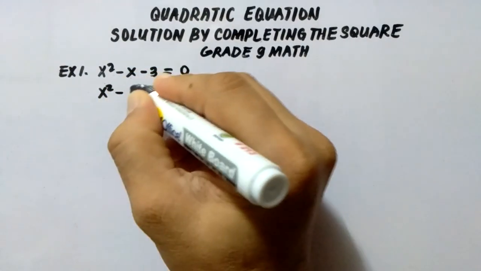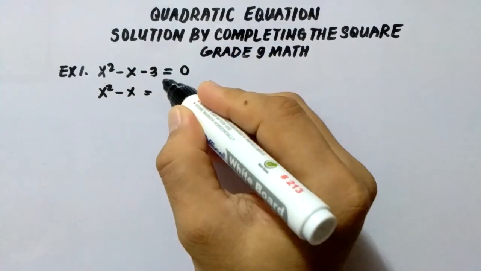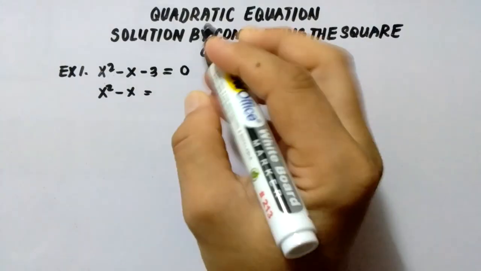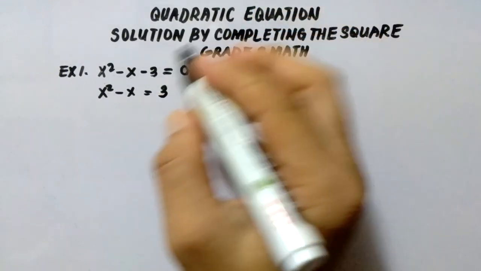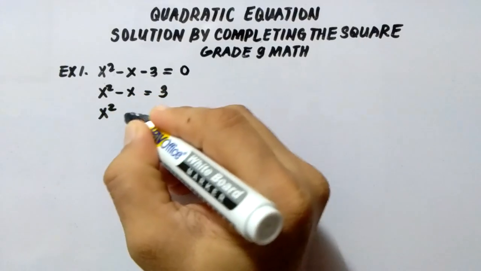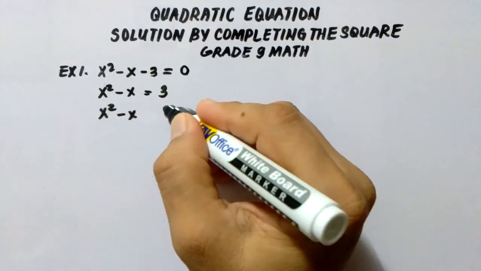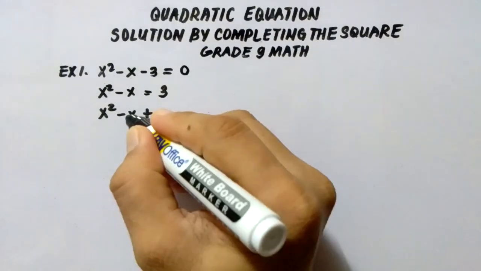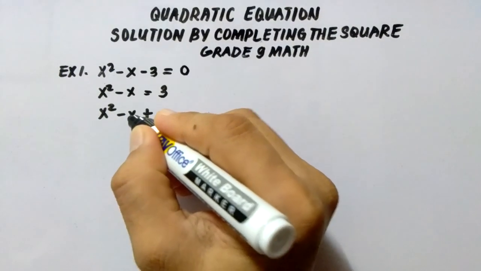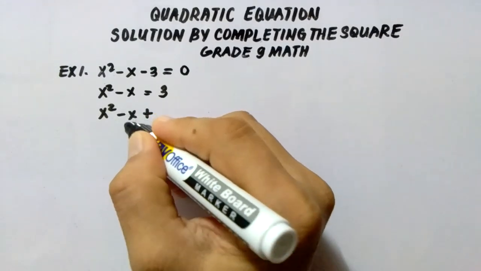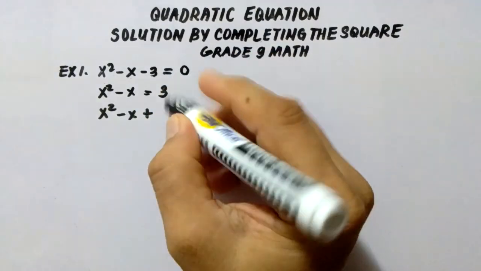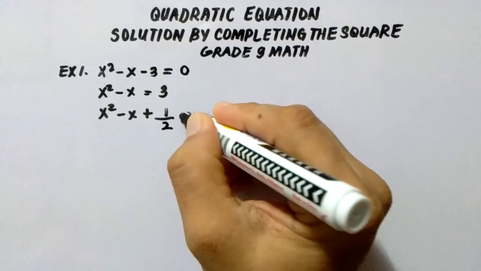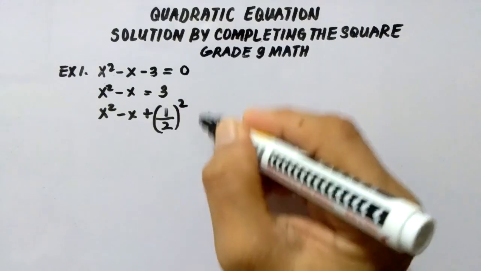So, x squared minus x is equals to, so ita-transpose po natin yung negative 3 dito sa right side. So, negative 3 becomes positive 3. Okay. Then, x squared minus x. Then, mag-add po tayo ng plus sign. Then, after adding the plus sign, kunin po natin yung coefficient nitong x. So, meron po itong 1 na value dito. So, kukunin po natin. So, ikakopy po natin dito. 1, then over 2, then square the results.